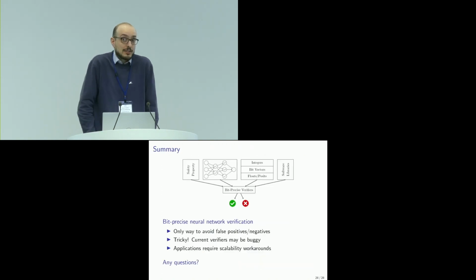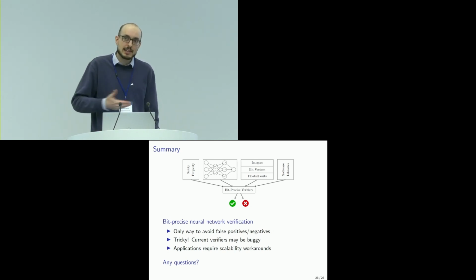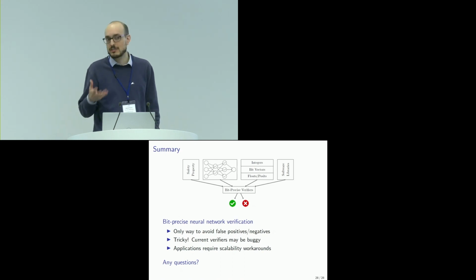So this is the end of my talk. I hope to have convinced you a little bit that it's interesting to look into bit-precise neural network verifiers, because that's really the only way to have no false positives and false negatives, if the user cares about them. But it's tricky, and even current verifiers that promise to be bit-precise might not have been tested a lot on neural network code, so you may uncover a lot of bugs.